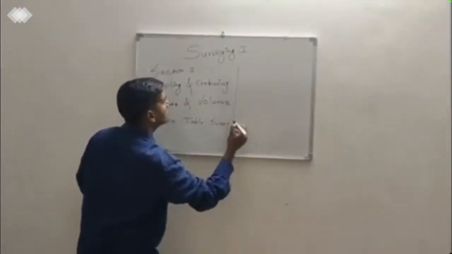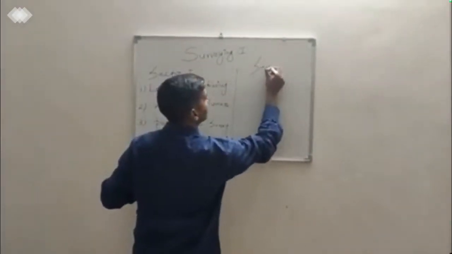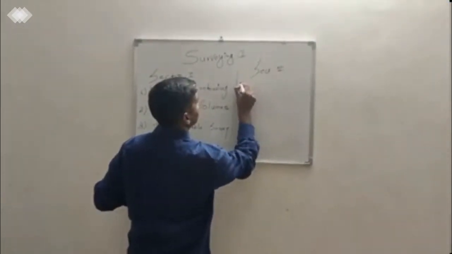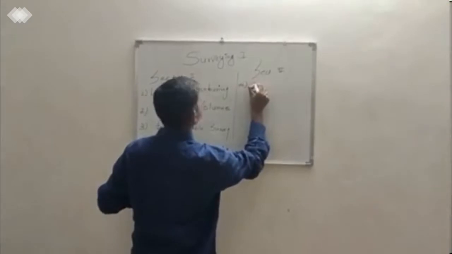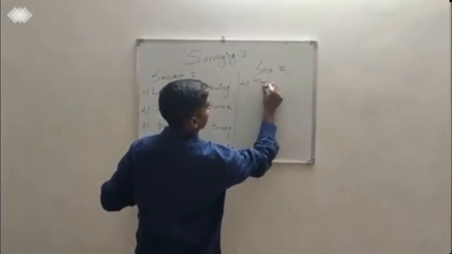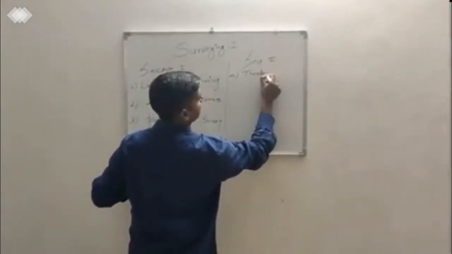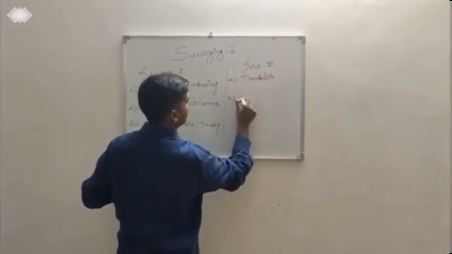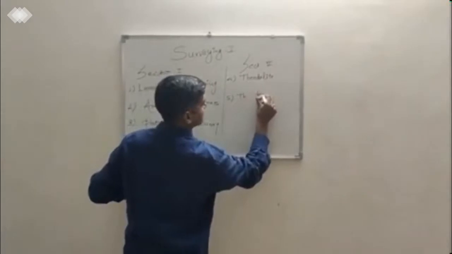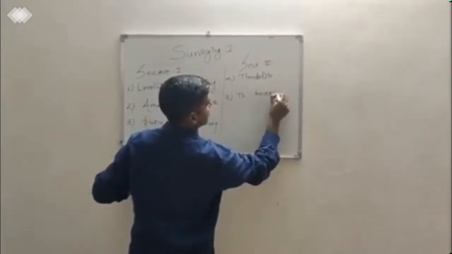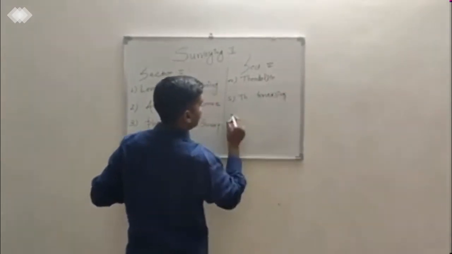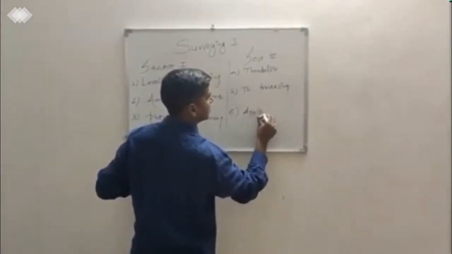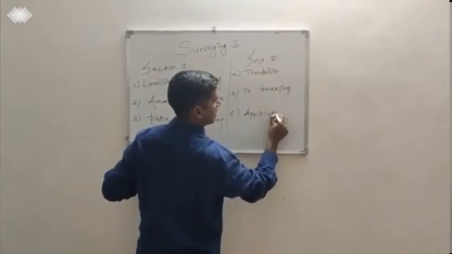In section number 2, the unit number 4 is theodolite. Fifth unit is theodolite traversing. And the last unit is application, where we have some minor instruments and their applications.